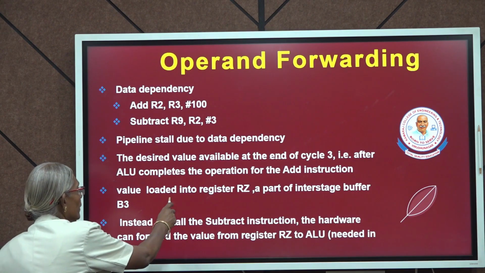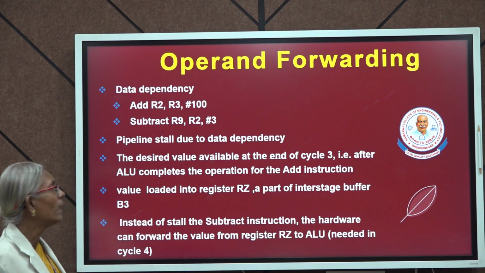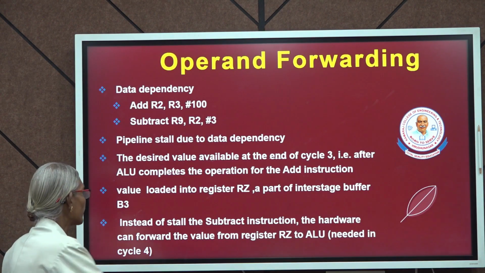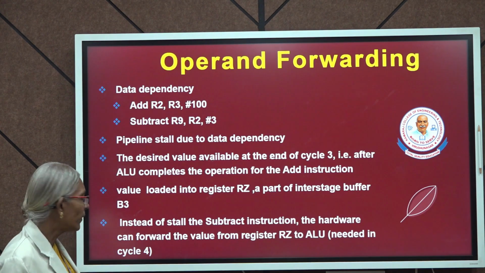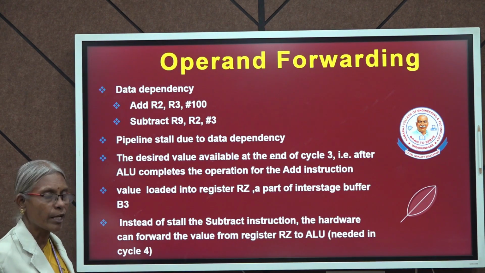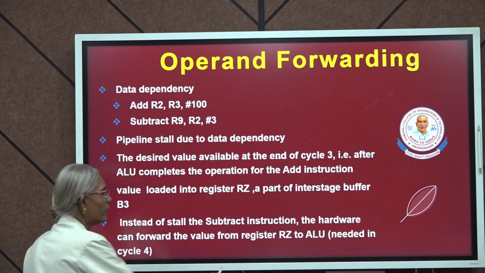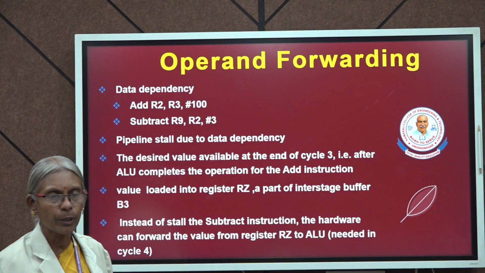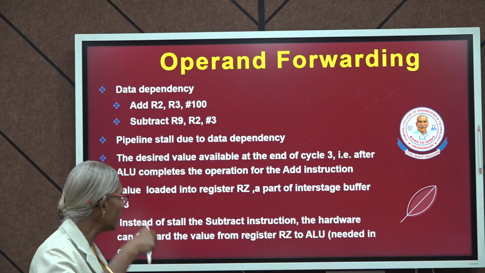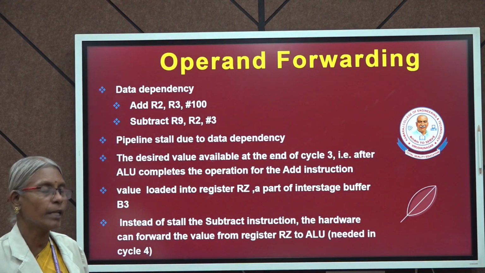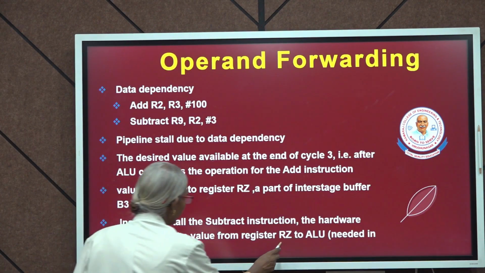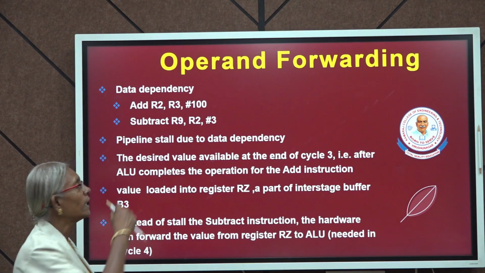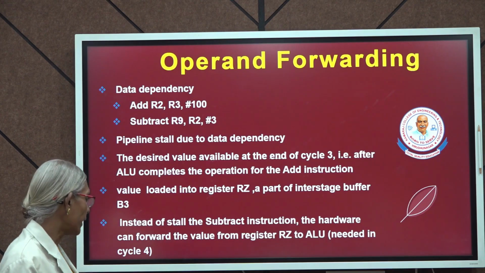Only after the ALU completes its operation will the data be available. Now the value is loaded into one register RZ, which is in the interstage buffer B3. Instead of going for a stall, we can have hardware that forwards the value from register RZ to the ALU. Instead of writing it into the memory and then into the register file, and then taking the operand to the ALU, the value from register RZ can be directly forwarded to the ALU, and that is called operand forwarding.